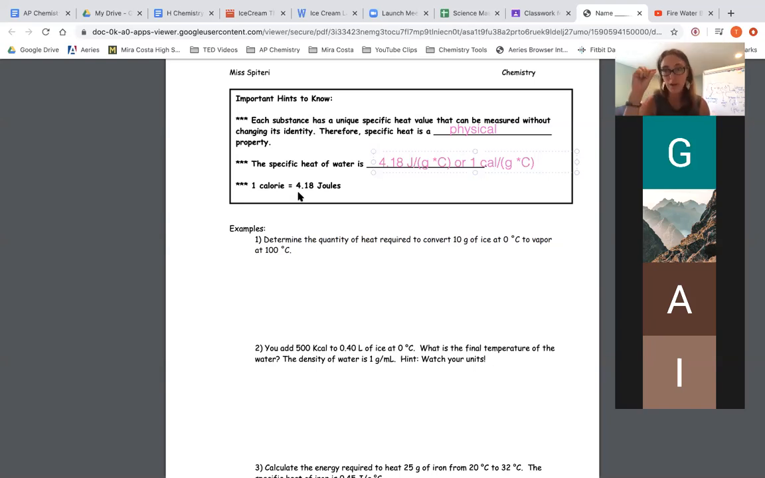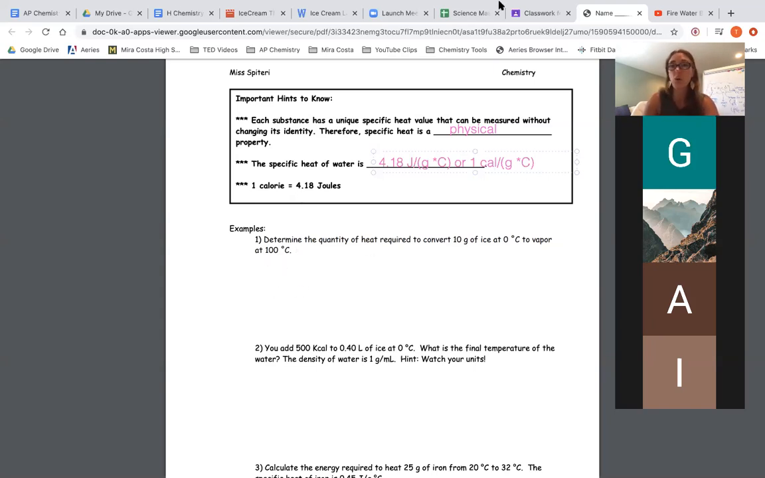If I have 1 gram of water, which is 1 milliliter of water, just think about how tiny that is if you think back to the graduated cylinders, right? 1 little milliliter of water, the amount of energy it takes to increase the temperature of that water by 1 degree Celsius is a calorie. And that's where the definition of a calorie came from, okay?